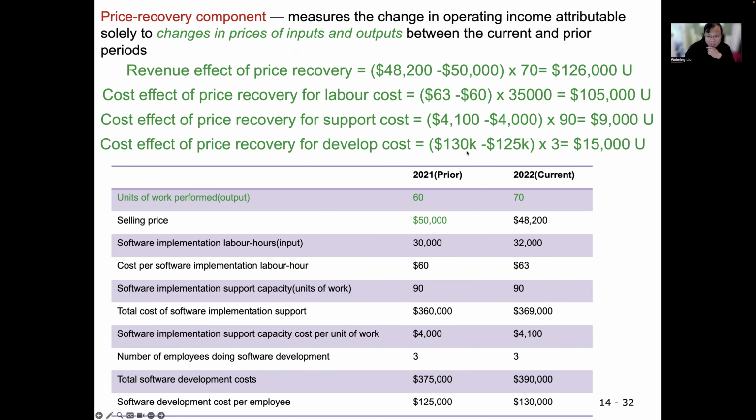So same idea, you use the current price, 130,000 per employee for development cost, minus 125,000 development cost per employee, times prior period capacity of 3 employees. Again, because the per employee cost increased from 125,000 to 130,000, it's unfavorable. Okay, so this is my price recovery component.